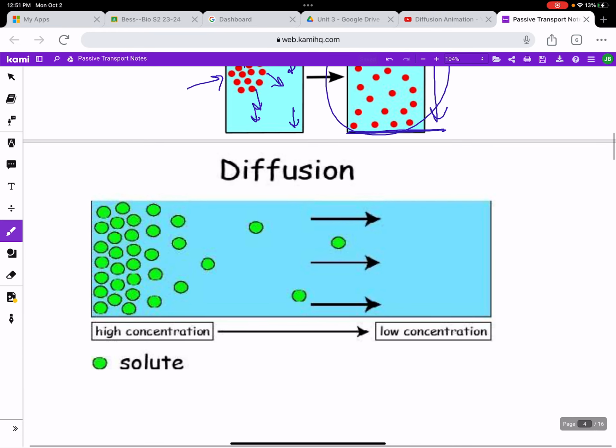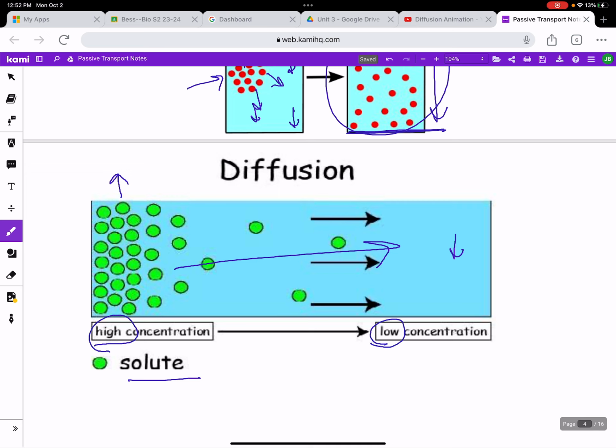Here's a different picture of kind of the same concept. We can see our solute is right here. So maybe we'll say this is sugar in this one. These green dots are our sugar molecules. We have a high concentration of them here and a low concentration of them here. So they're going to bounce off each other until they spread out and form an equilibrium. Again, they're moving from a high to a low concentration, and that is moving down a concentration gradient.